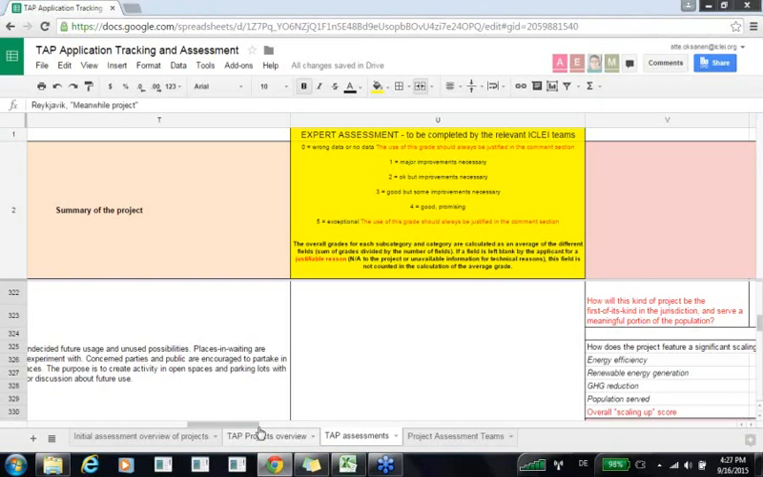Now, as I've written down here in this yellow box, the overall grades for each subcategory and category are calculated as an average of the different fields. So that's the sum of the grades divided by the number of fields. If a field is left blank by the applicant for a justifiable reason, meaning that the field is simply not applicable to the project, or there was unavailable information for technical reasons and that the applicant has informed us of this, then this field is not counted in the calculation of the average grade.